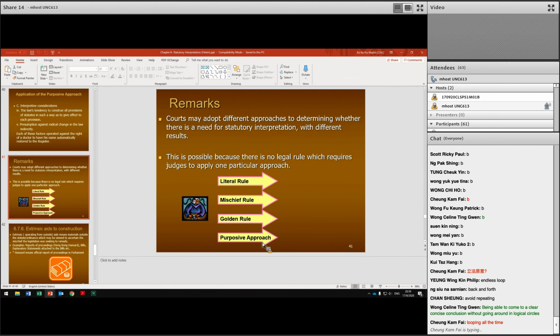Either one. But the purposive approach is the most modern approach. Now most judges will use the purposive rule. And if the wording is very clear, usually they will use the literal rule. But in case of ambiguity, the judge will use the purposive approach. This is the modern approach. Now most judges will use the purposive approach instead of the mischief rule.